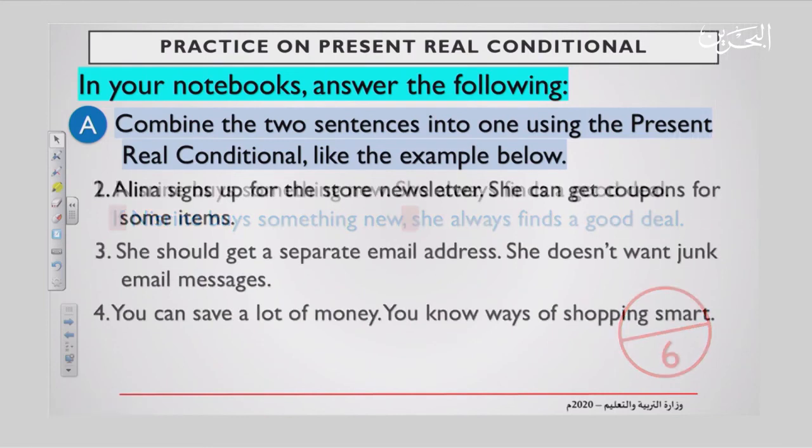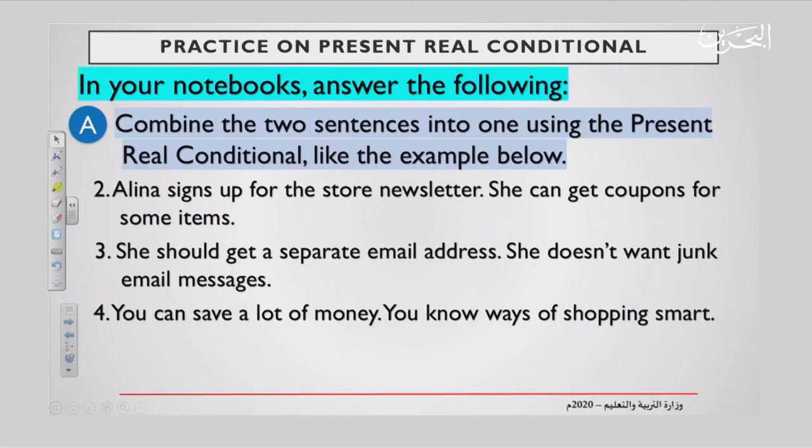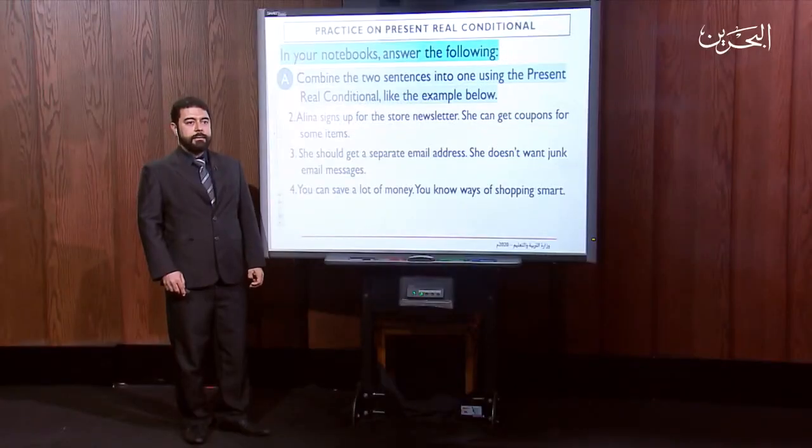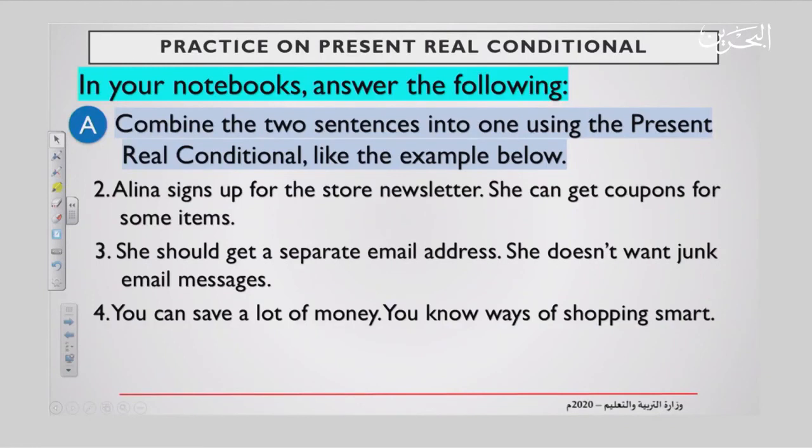All right, let's take a look at the other examples. 2. Alina signs up for the store newspaper. She can get coupons for some items. 3. She should get a separate email address. She doesn't want junk email messages. You can save a lot of money. You know ways of shopping smart. So you have 5 minutes to do this.